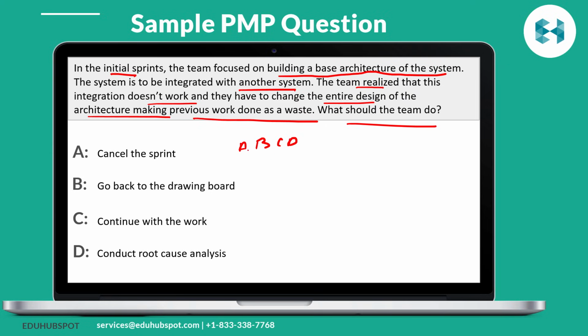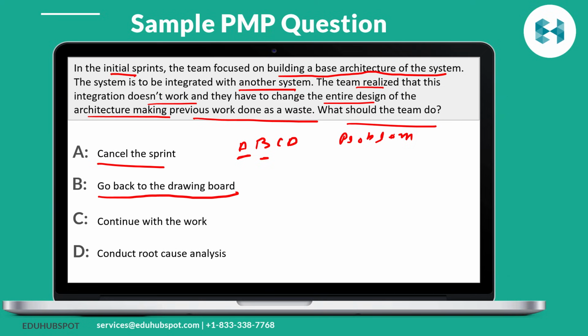Grab your pen and paper or a notepad, whatever you are using, write this down. A, B, C, D. The team realized that this integration doesn't work and they have to change the entire design. So the entire design has changed. Does it make sense to cancel the sprint? I would say not a bad idea. You can actually cancel the sprint because whatever work you have done is actually a waste. B, go back to the drawing board. This also makes sense. Canceling the sprint is saying straight away, just cancel it. Go back to the drawing board is actually kind of resolving the problem.